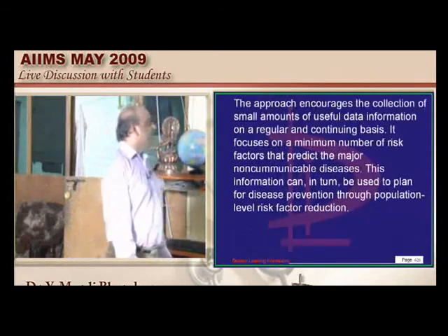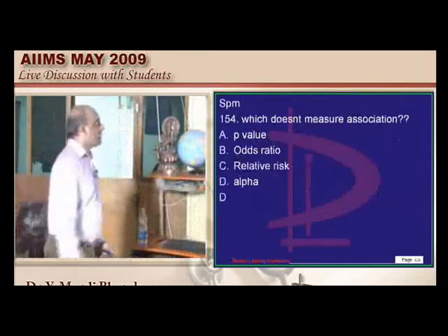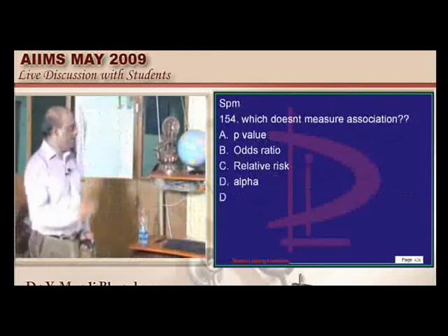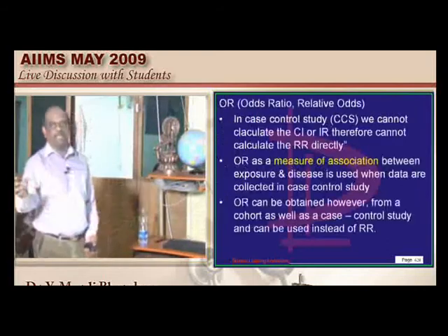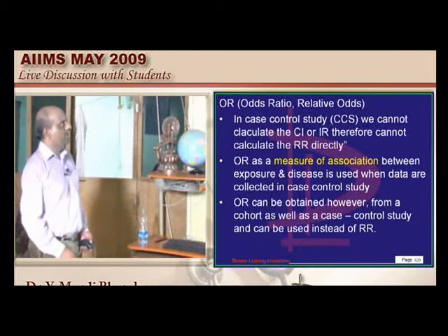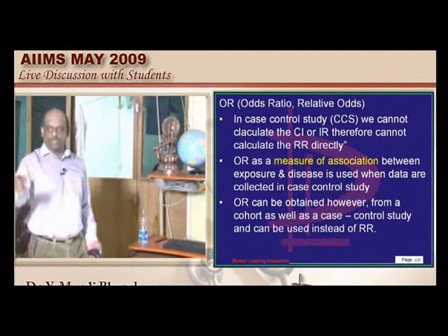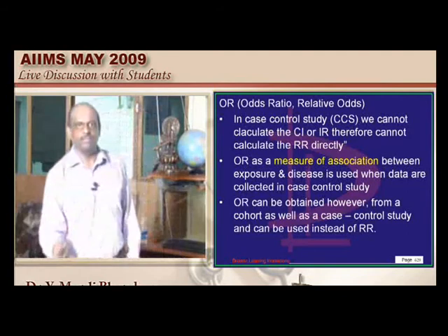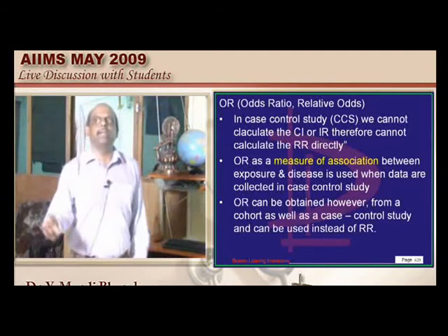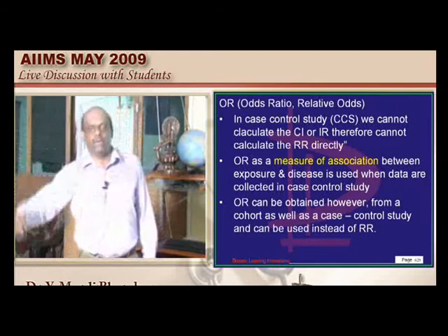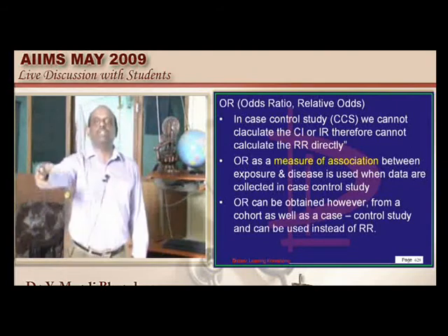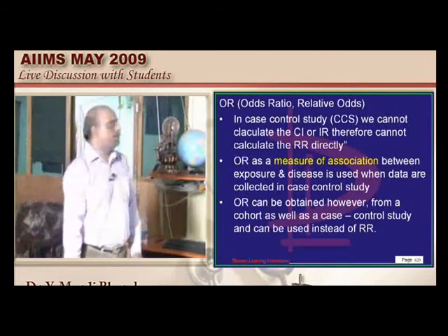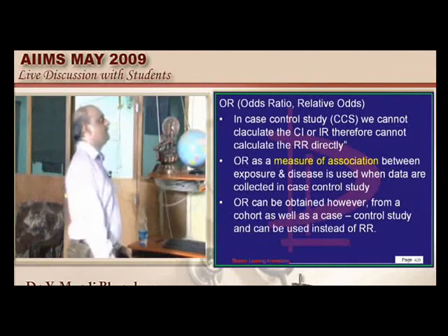Okay, so let's go to the next question. Association can be made out by the p-value, odds ratio, relative risk, all of them can make it out. What was option 4? Some alpha error, something like that? Alpha error and beta error are more to do with type 1 and type 2 errors, which are more to do with false positives and false negatives, so not with measuring the association.